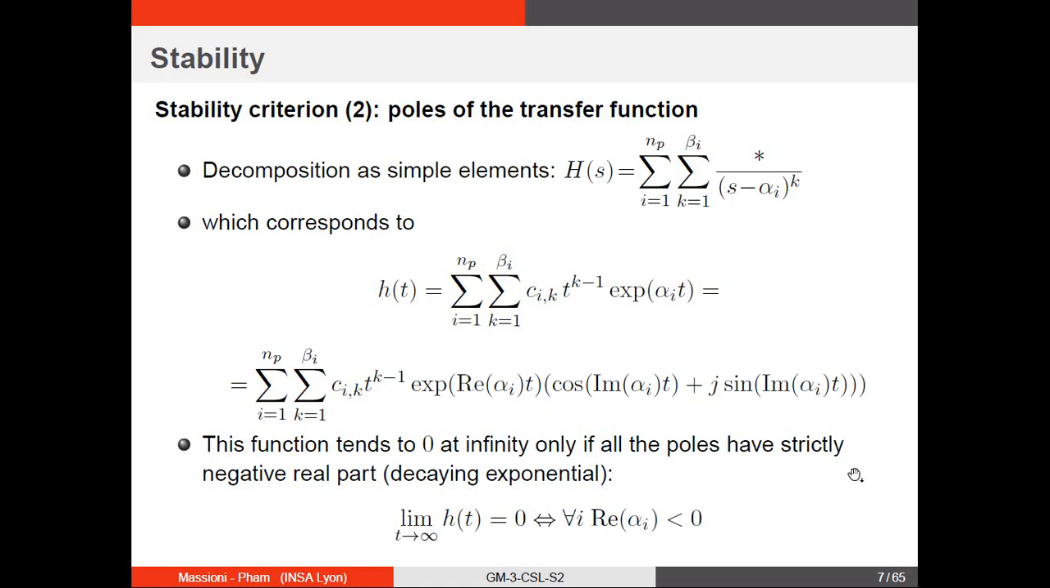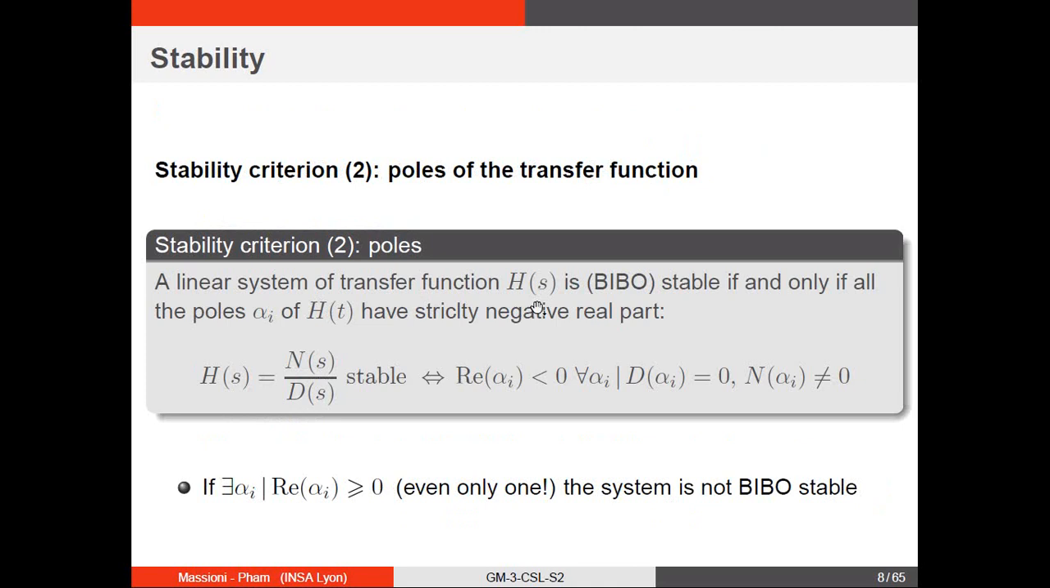The second criterion, what does it tell you? Well, you can read it here. A linear system of transfer function H of s is bounded input, bounded output stable if and only if all of its poles have strictly negative real part. So if you have a transfer function, you just look at the denominator and compute the poles of the denominator. Remember, the poles are the values of s which make D equal to 0, and if all of these have strictly negative real part, notice strictly, then the system is BIBO stable. If you happen to have just one pole which is not strictly negative, either positive or 0, then the system is not BIBO stable, which is equivalent to saying that the limit of the impulse response does not go to 0.